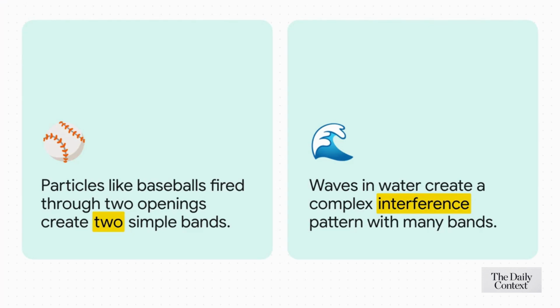So let's start with what we know from our everyday world, right? Things are either particles, like baseballs, or they're waves, like ripples in water. If you throw a bunch of baseballs through two big openings, you get two clumps on the wall behind them. Super simple. But if you send water waves through, they spread out and interfere with each other. You get this complex striped pattern of peaks and valleys. So particles make clumps, waves make stripes.